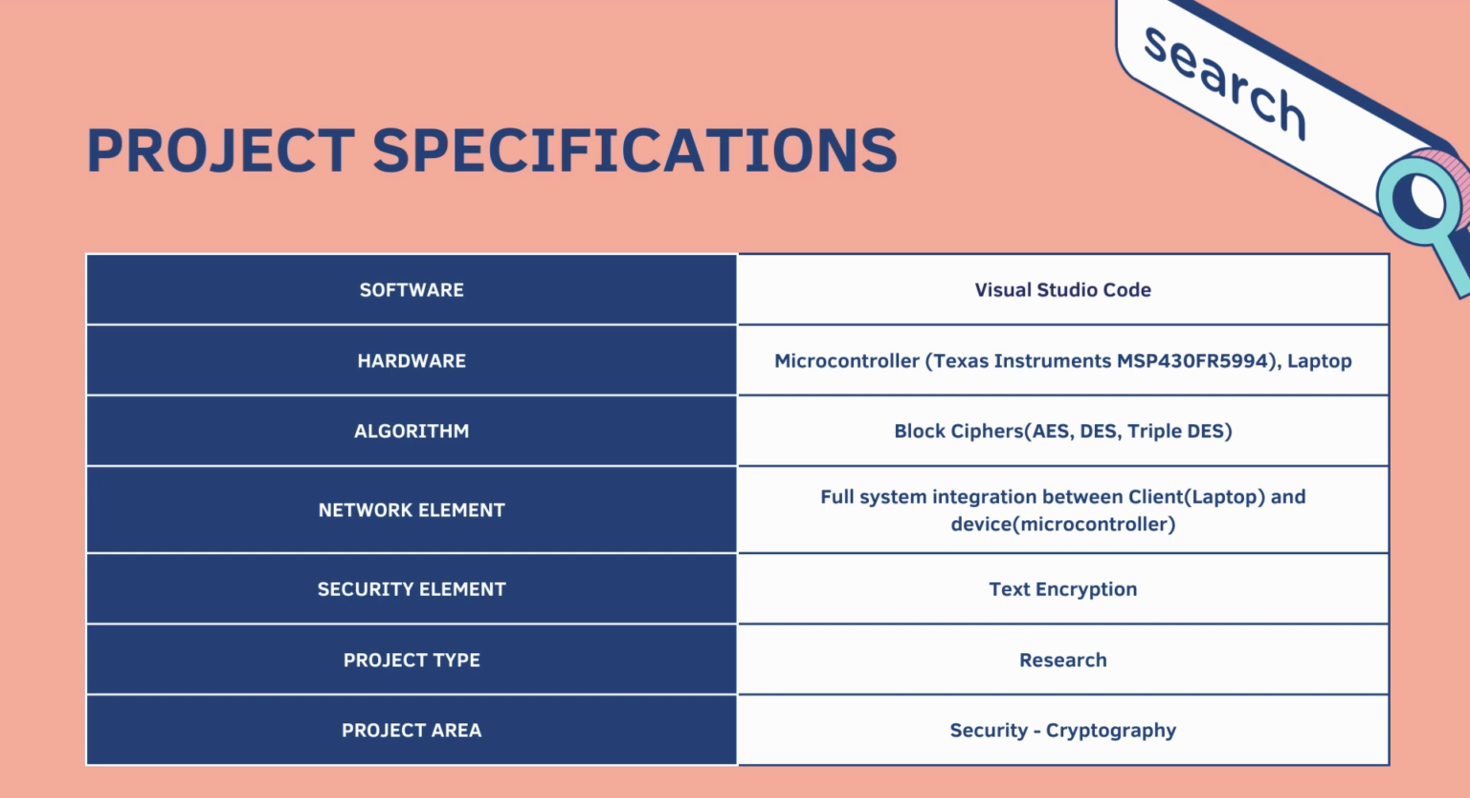We use the Visual Studio Code. For the hardware, we use the microcontroller Texas Instrument and also the laptop. For the algorithm, we use the 3 standard block ciphers, which are AES, DES, and Triple DES. For the network element, we will be focusing on full system integration between the client, which is the laptop, and the device, which is the microcontroller. For the security element, we implement the text encryption. This project type is research. And finally, this project area will be focusing on security, which is cryptography.